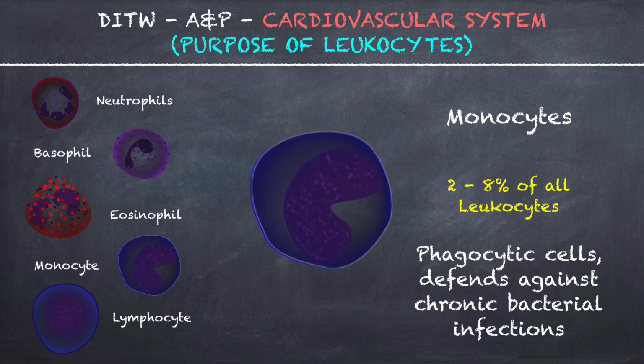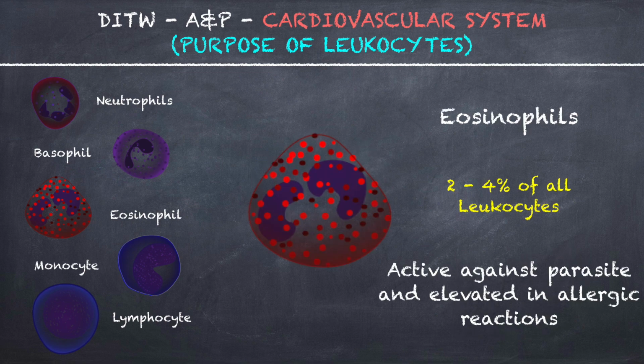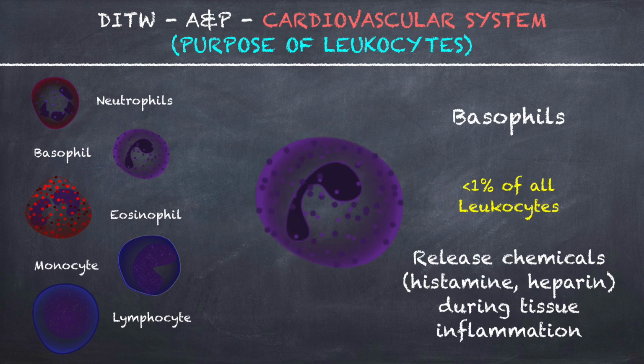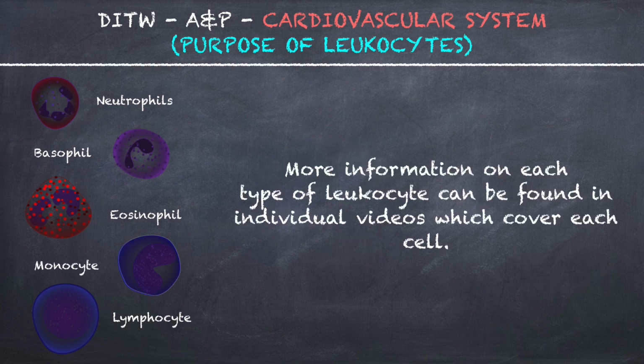Monocytes account for 2 to 8% of all leukocytes. This is also a phagocytic cell. It defends against chronic bacterial infections. Eosinophils account for 2 to 4% of all leukocytes, and they are mostly active against parasites and elevated in allergic reactions. Basophils account for less than 1% of all leukocytes. These cells will release chemicals such as histamine or heparin during tissue inflammation. More information on each type of leukocyte can be found in individual videos which cover each cell.